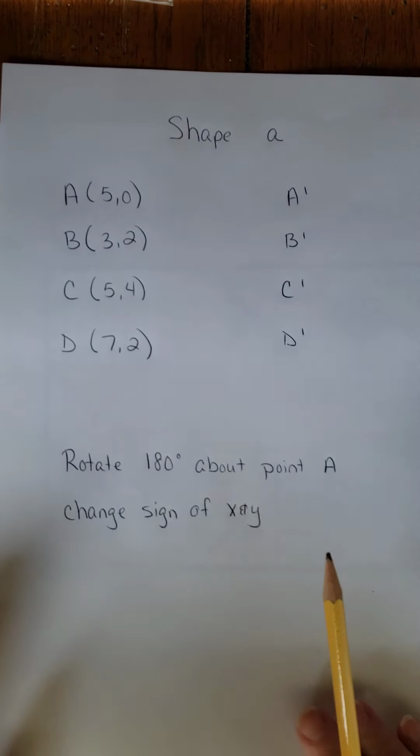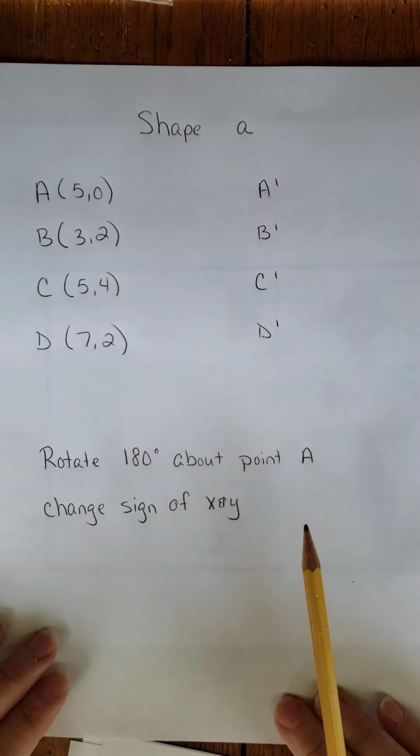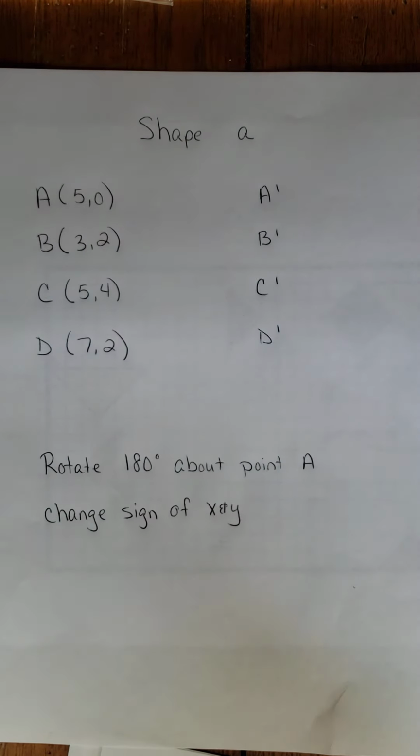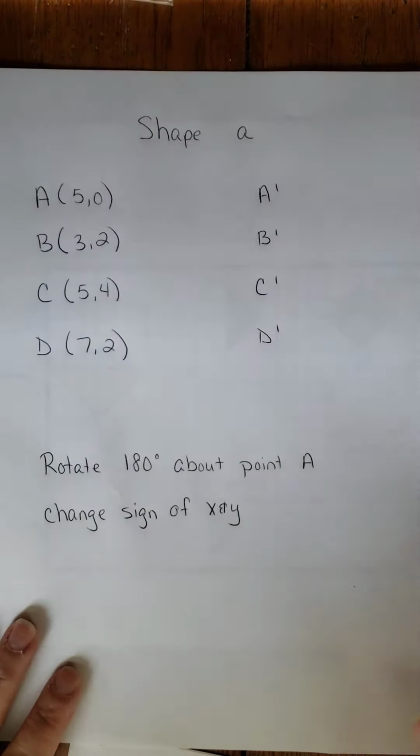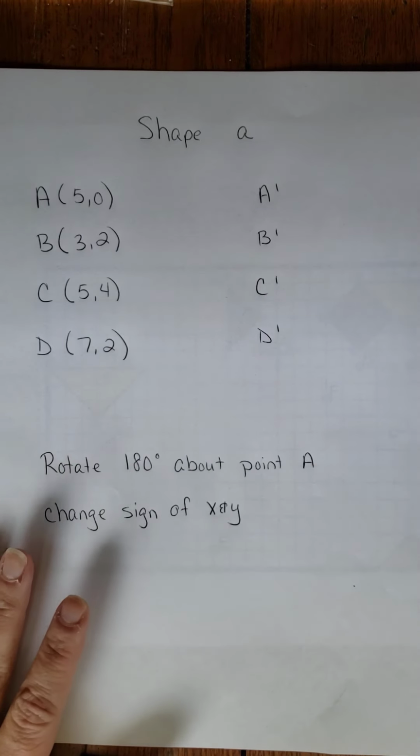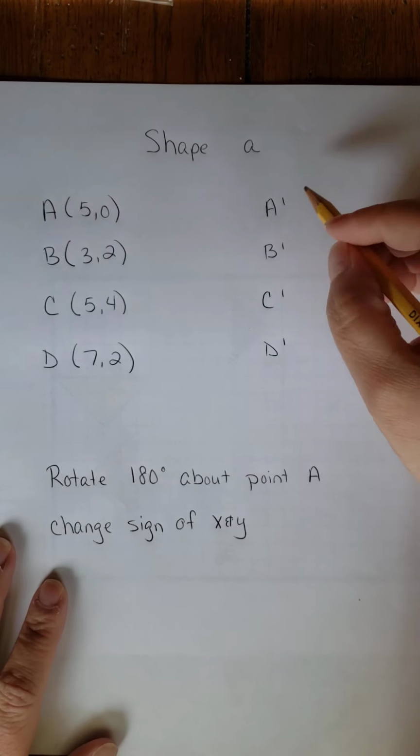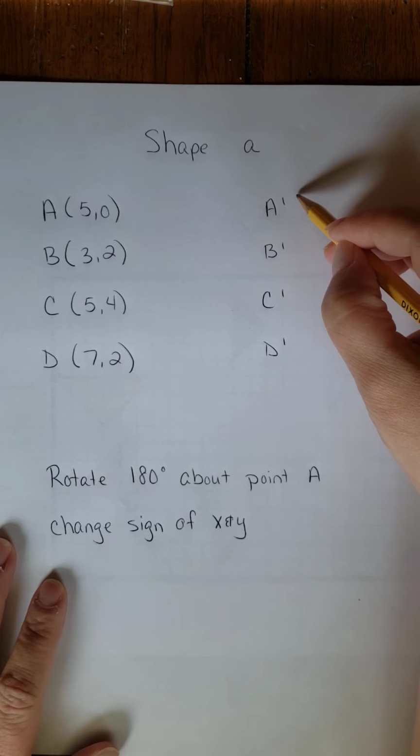All right, so I've written out all the coordinates for that. So now we need to figure out, well, what are we doing here? We are rotating this one 180 degrees about point A. So what do we do? We change the sign of X and Y. 180 degrees, this is an easy one.